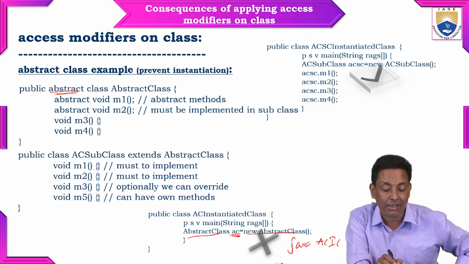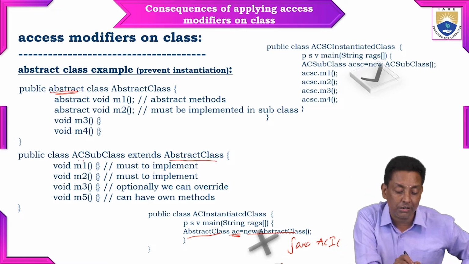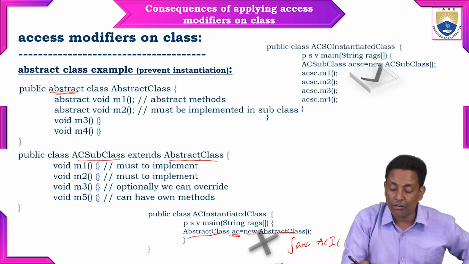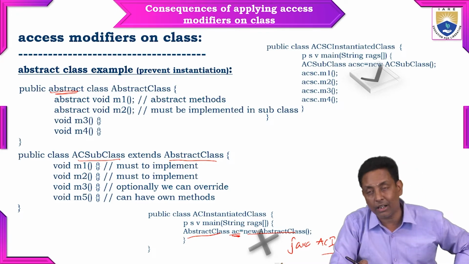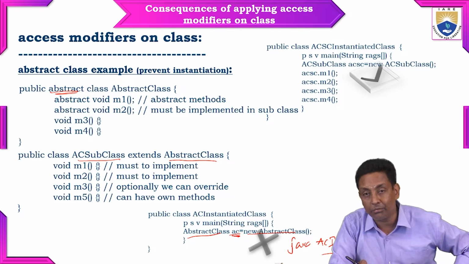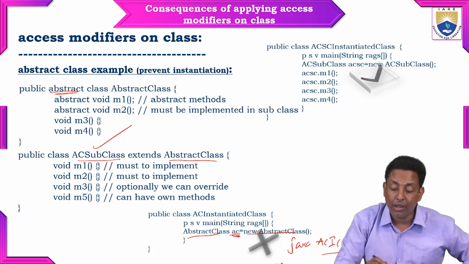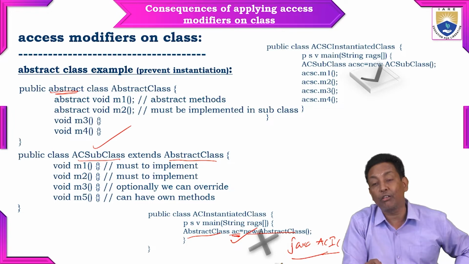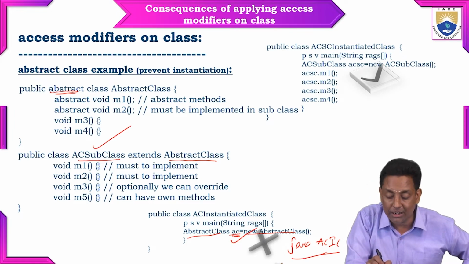This abstract class is subclassed into one subclass, public class ACSubclass extends AbstractClass. If you compile this subclass, it will be compiled. But if you try to instantiate the abstract class, you will get an error saying that the abstract class cannot be instantiated.